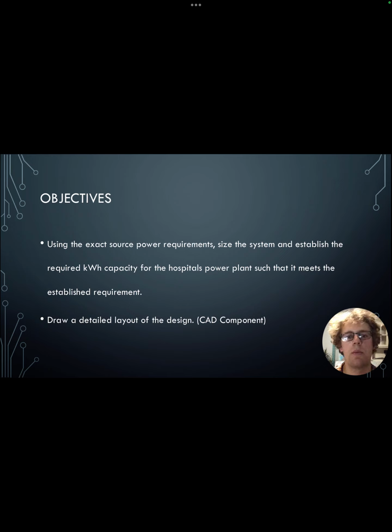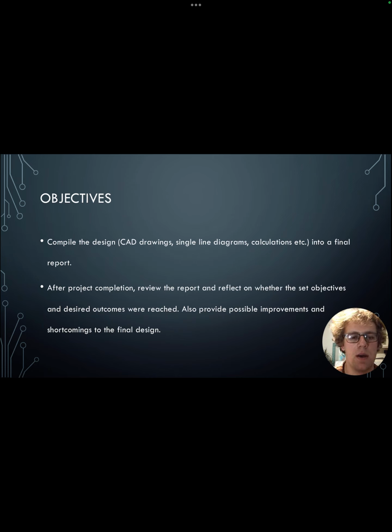This is the CAD component, so that if the design should be implemented, the contractors may know where to place what and what the specifications and standards are that will be adhered to. Compile the design, CAD drawings, single line diagrams, calculations, etc.